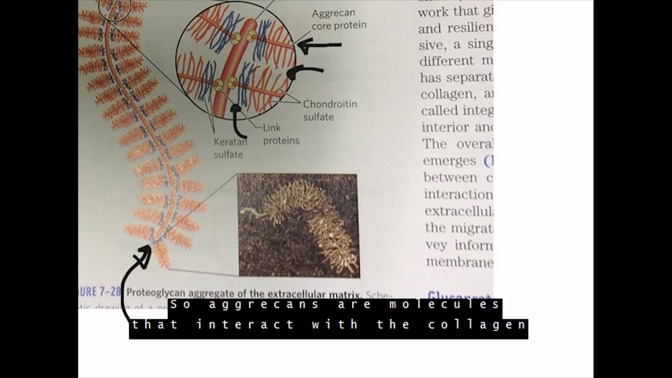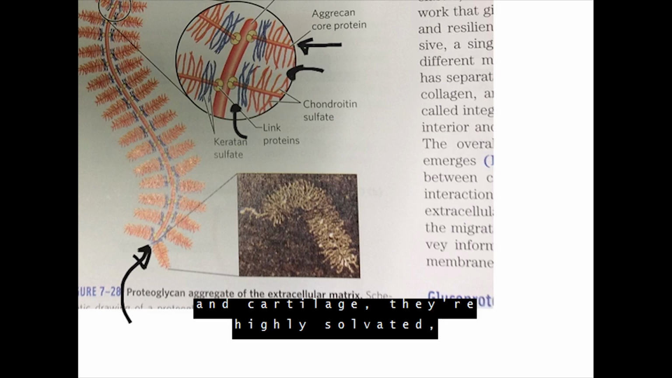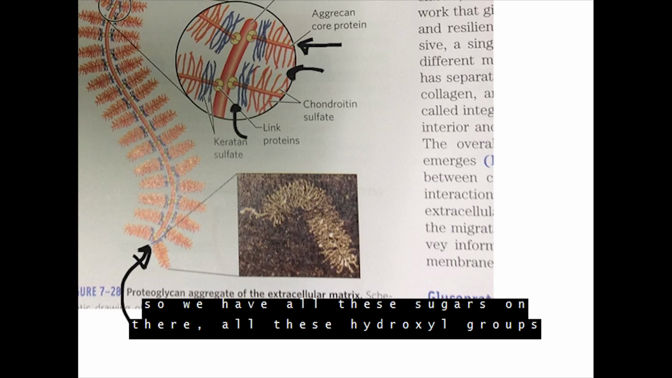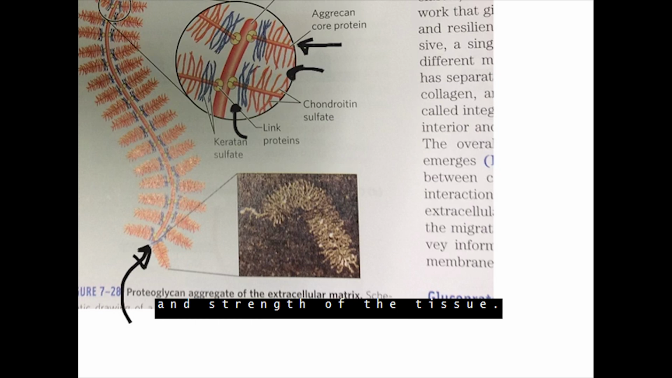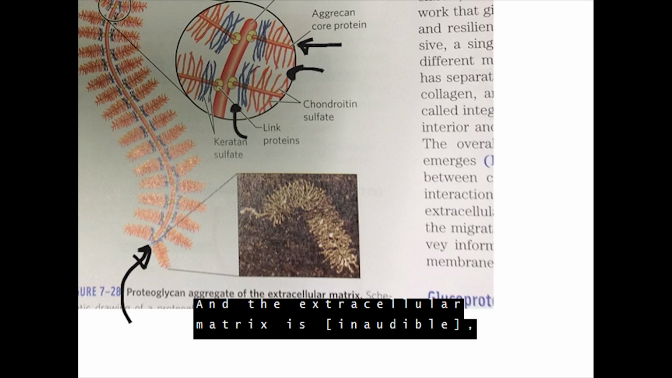Aggrecans are molecules that interact with the collagen in cartilage. They're highly solvated. So we have all these sugars on there, all these hydroxyl groups, which can interact with the water molecules. And this contributes to the development and strength of the tissue. And the extracellular matrix is full of these. So it really can serve for signaling between cells in multiple directions.